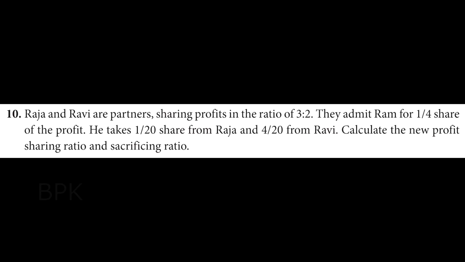Raja and Ravi are partners sharing profits in the ratio of 3:2. They admit Ram for 1/4 share of the profit. He takes 1/20 share from Raja and 4/20 from Ravi. Calculate the new profit sharing ratio and the sacrificing ratio.